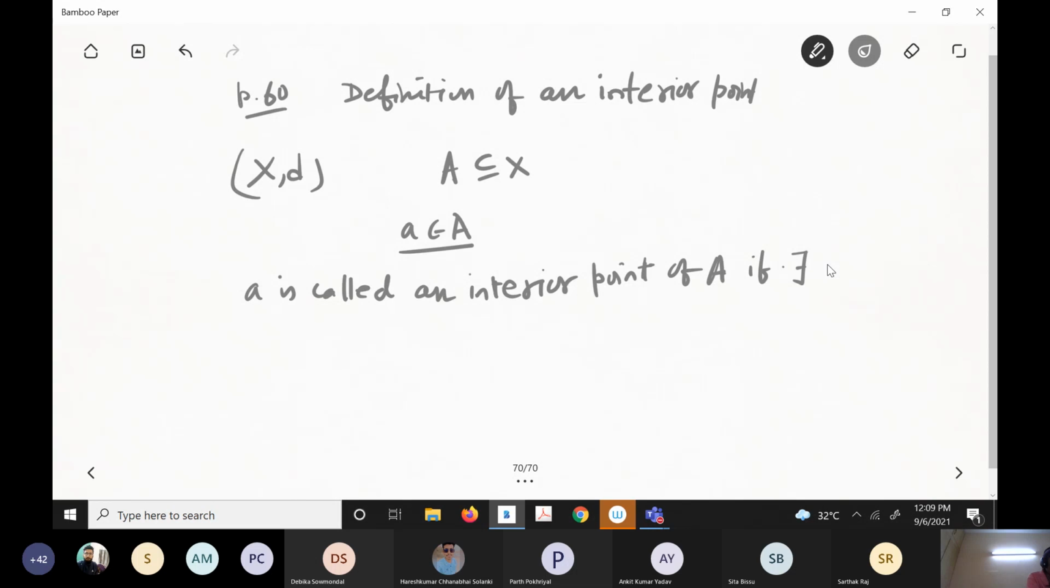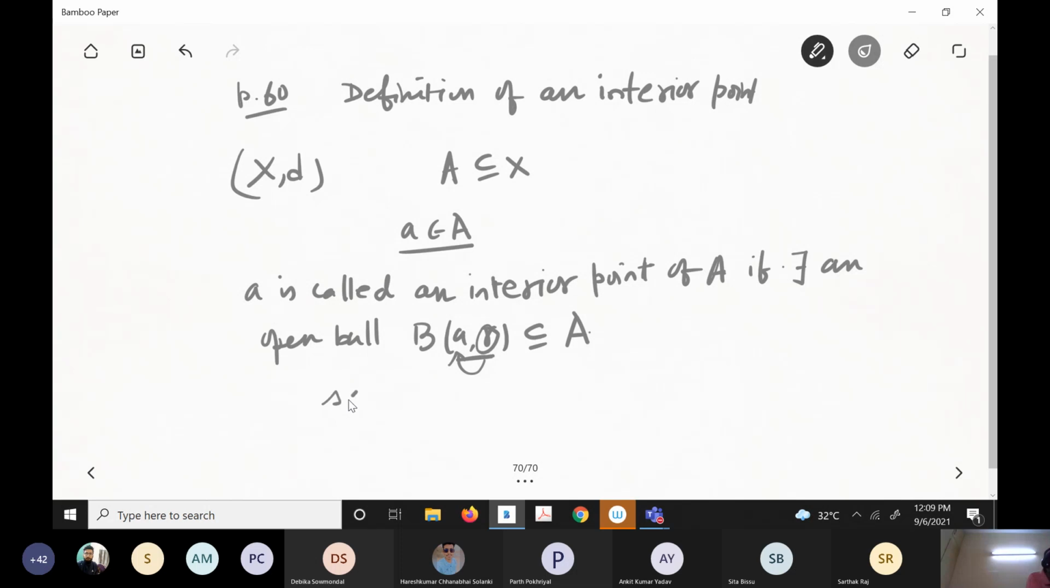If there exists an open ball B(a, R), there is only one metric space I'm considering, (X, D), so I don't need to write that notation. B(a, R) is contained in A. Look, a is always here. So there exists R greater than 0 means you have an open ball, and this R will depend on a. That means you may need to choose a very small R depending on a. The big R may not work. In fact, if one R works, then any smaller R will also work.